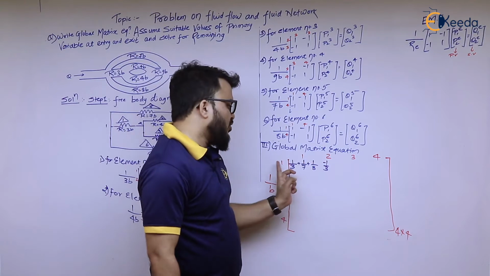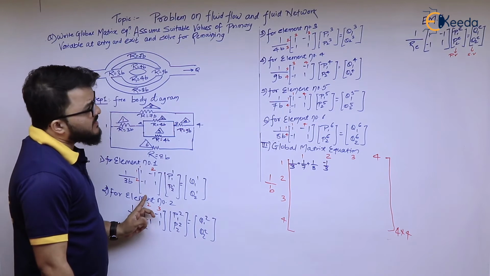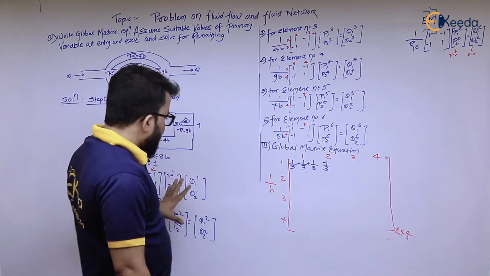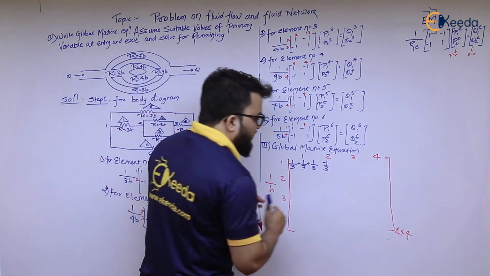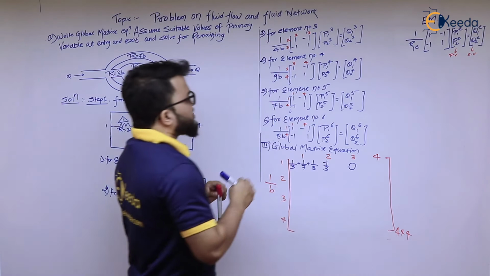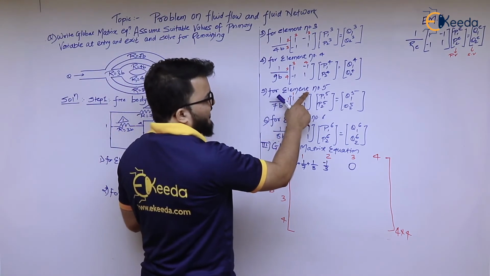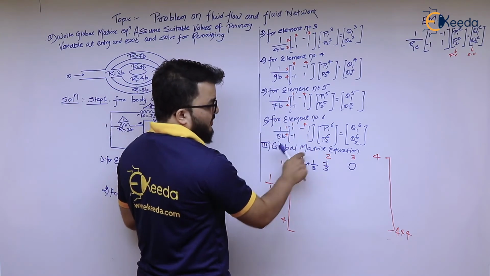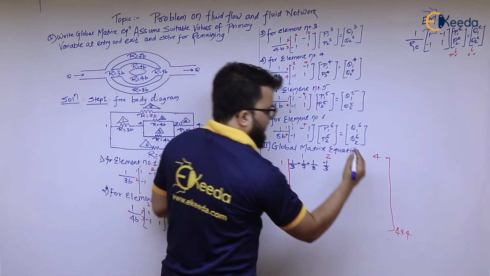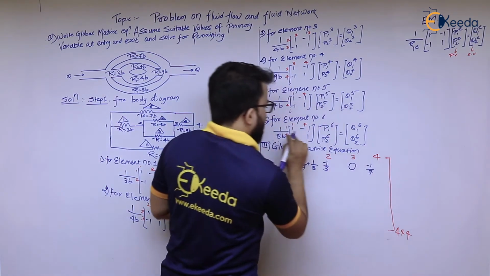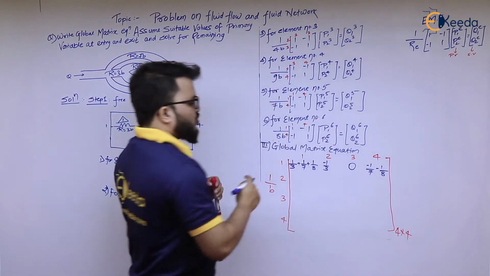Now I will search for row number 1 and column number 3. Searching all these elements, I didn't get any row number 1 and column number 3, so directly I will write 0. Similarly, we will search for row number 1 and column number 4. In element number 5 and element number 6 I get row number 1 and column number 4, so this becomes minus 1 by 7 and minus 1 by 8. So row number 1 is over.